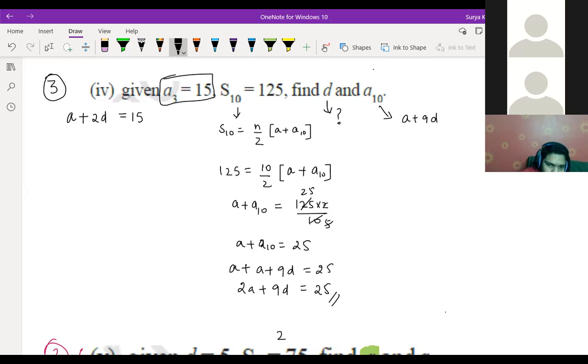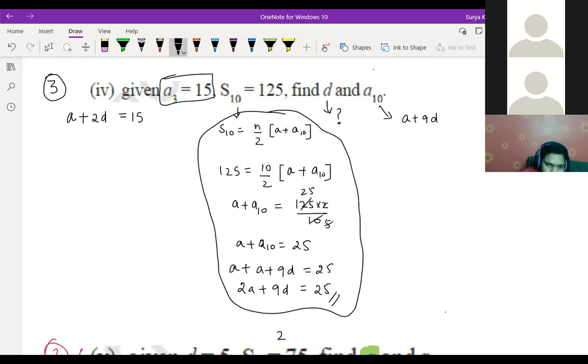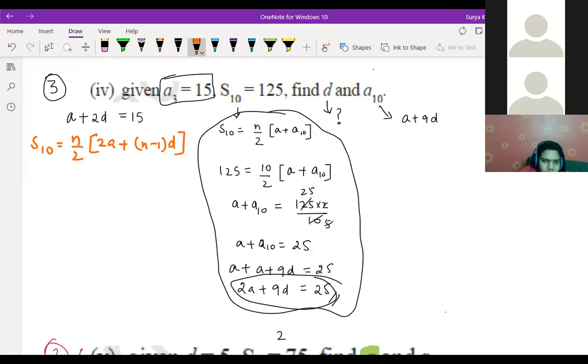Or instead of doing this, this bigger thing. See, you can solve this equation also. This equation and this equation you can solve, you can get the value of A and D. But instead of doing all this bigger thing, we can use the direct formula, that is S10 is equal to N by 2 into 2A plus N minus 1 into D. From here directly we can get D.